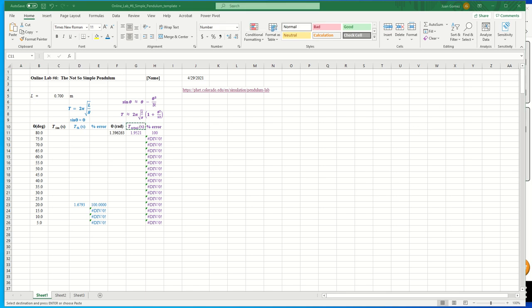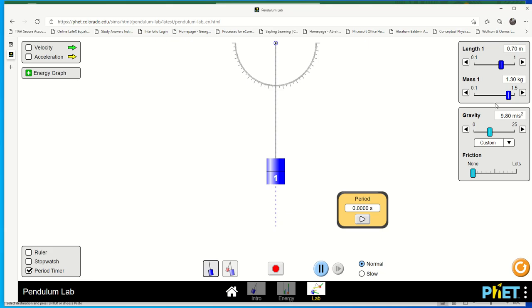Okay, so let me show you what we're going to do. You open the simulation, and here's your pendulum. You want to make sure you have your period timer checked. And you want to make sure that gravity is 9.80 meters per second squared, not 9.81. No friction, none. The mass, set it on anything you want. And your length, for sheet 1, has to be at least 0.5 meters. I've got mine set to 0.7.